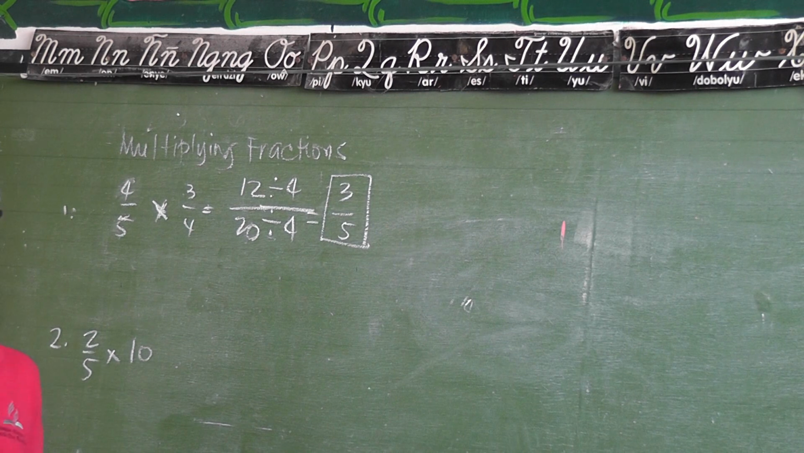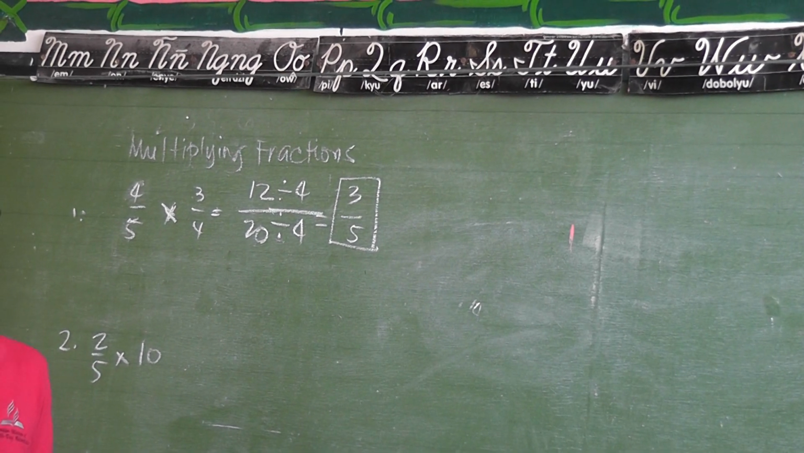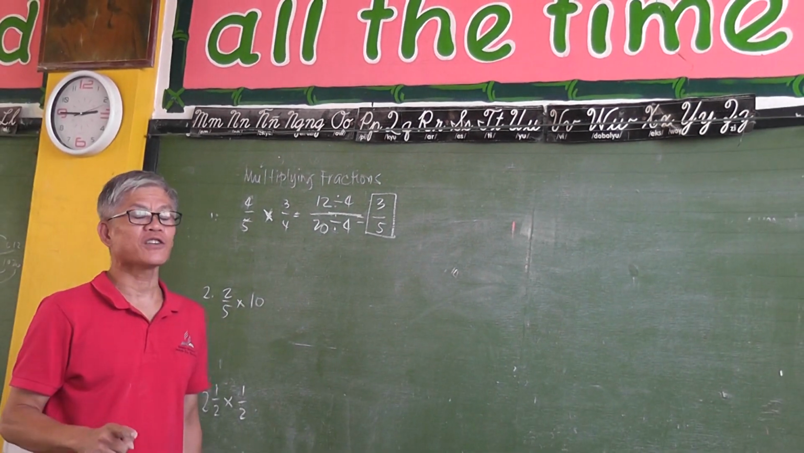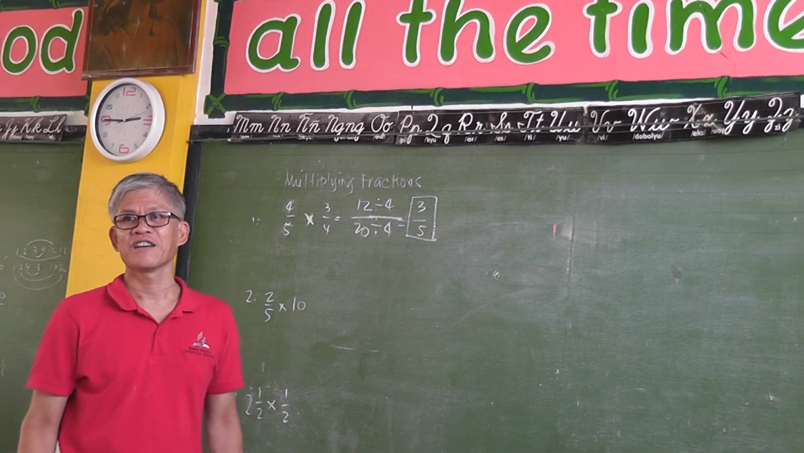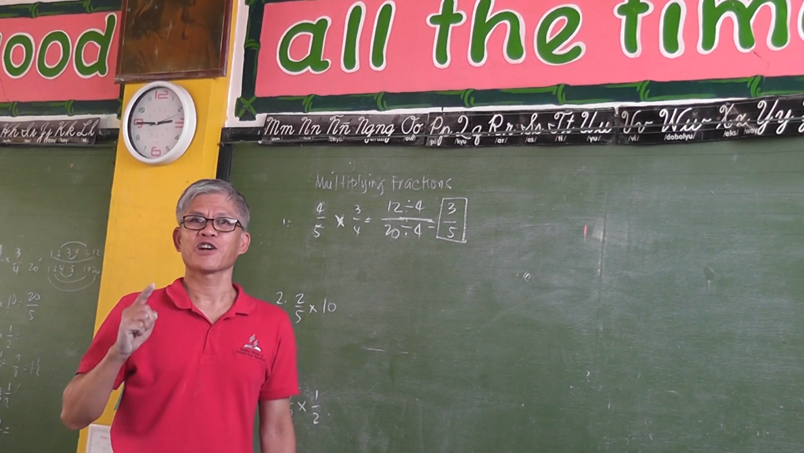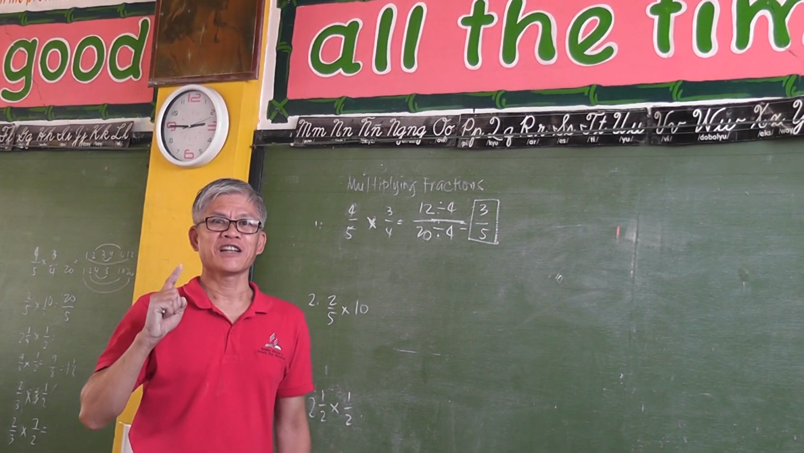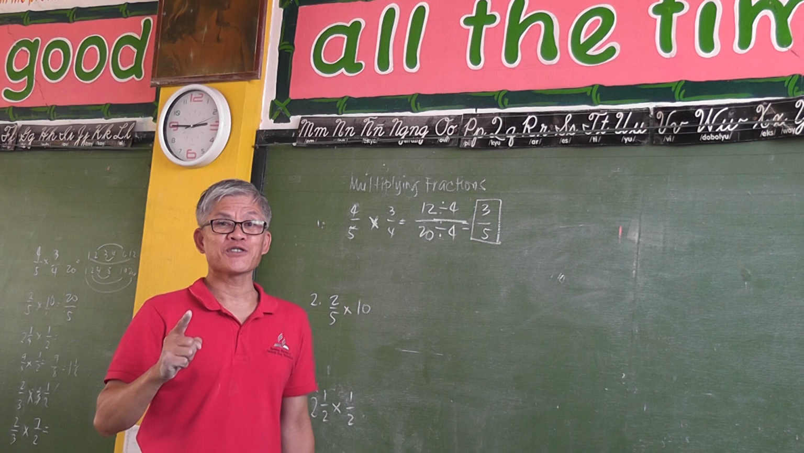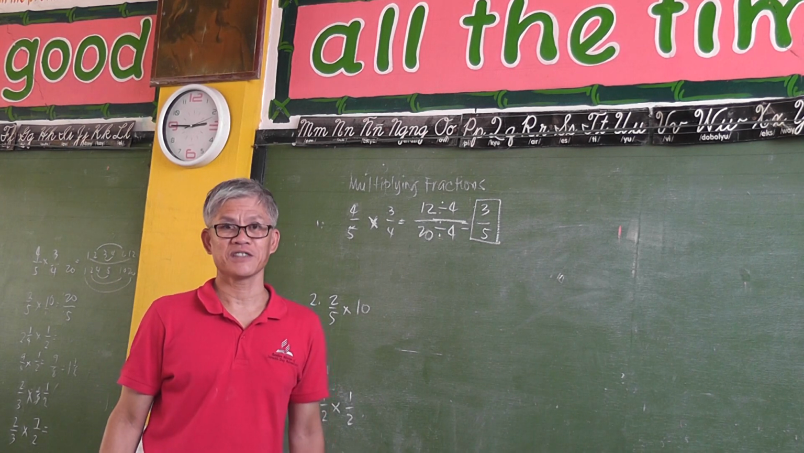Okay. Next, how to find out if the fraction is in the simplest form. We can determine that if their common factor is 1. We can determine a fraction in simplest form if their common factor is 1.